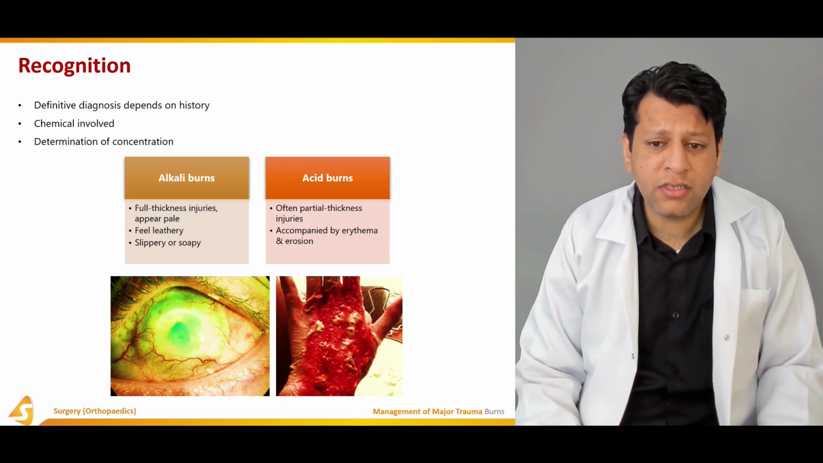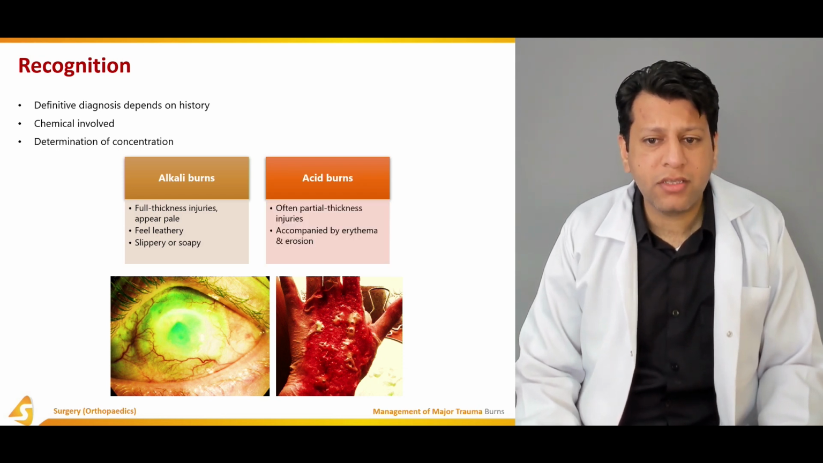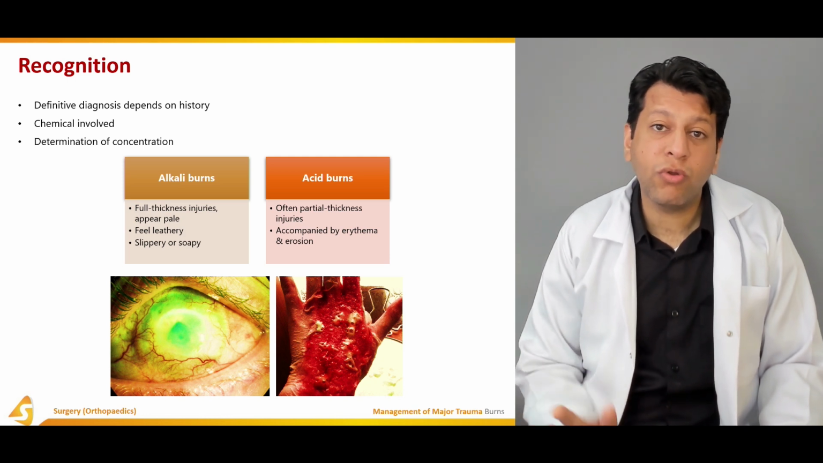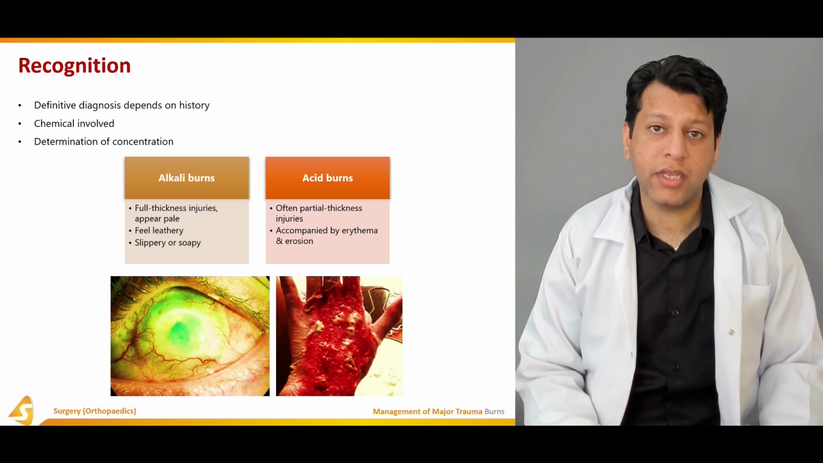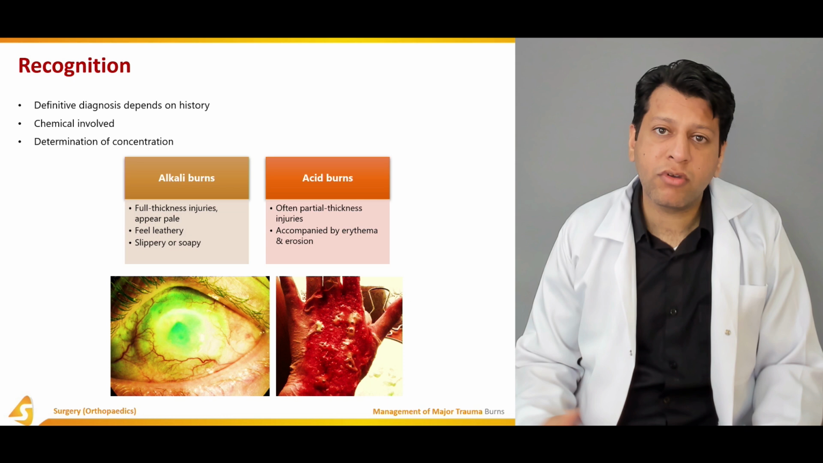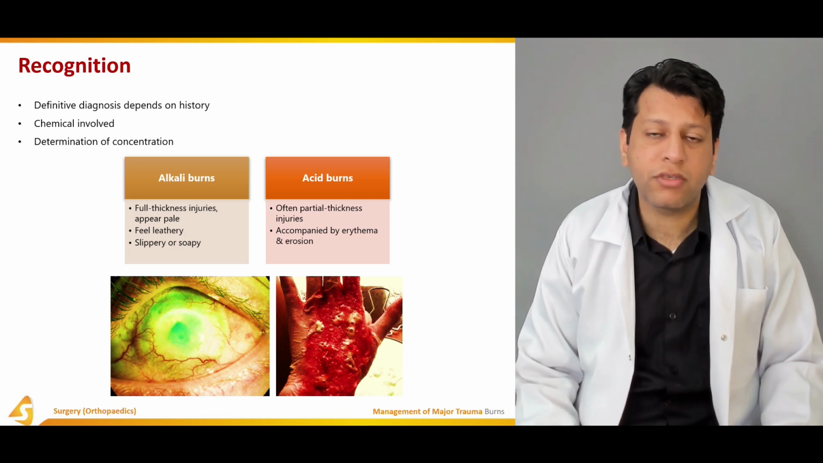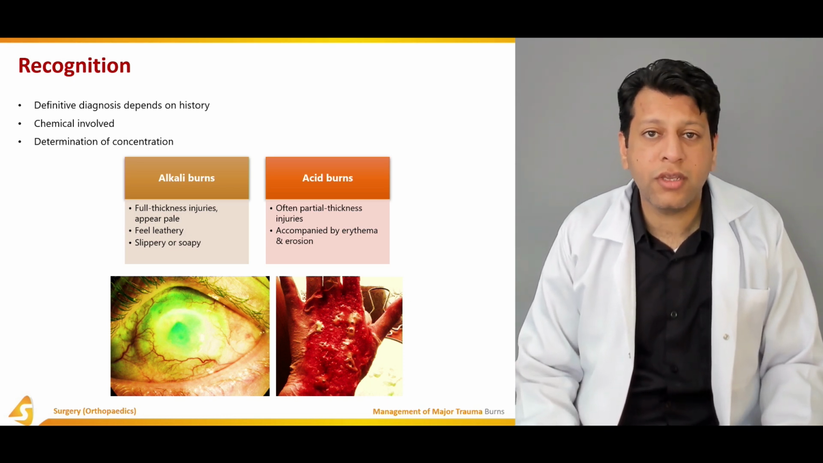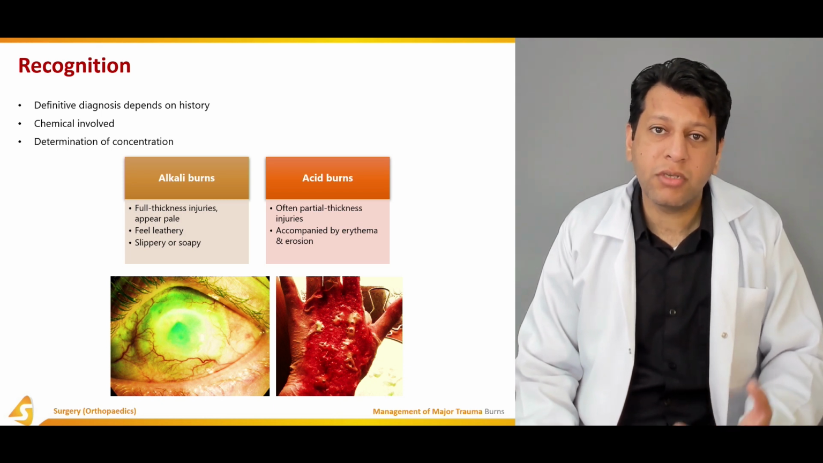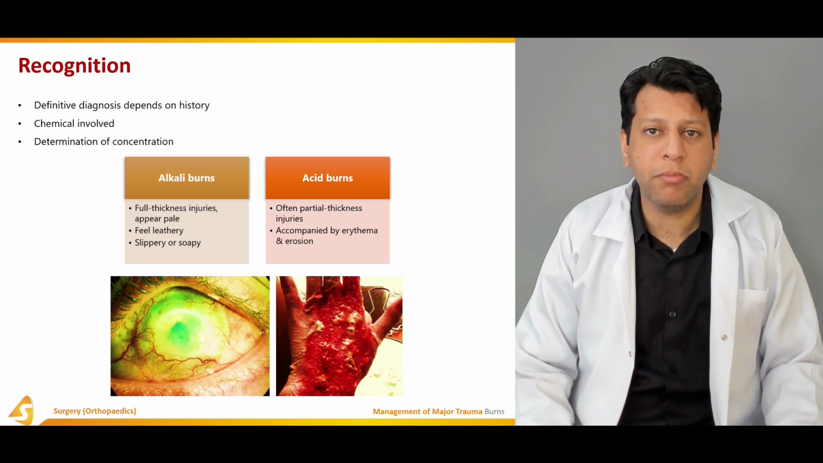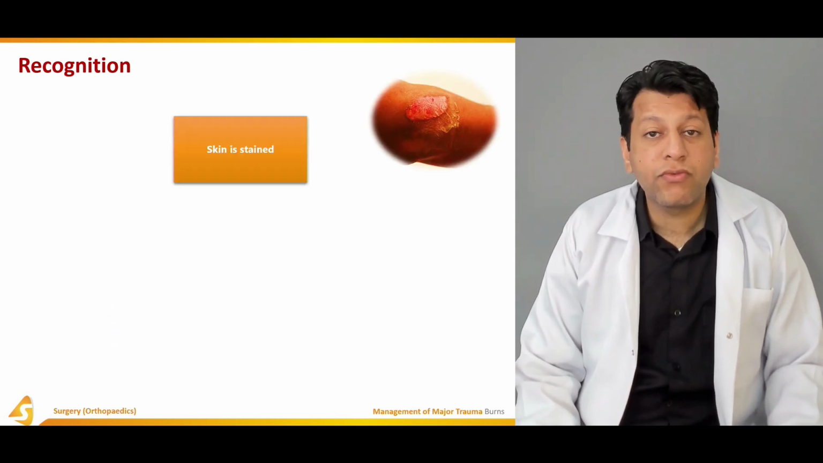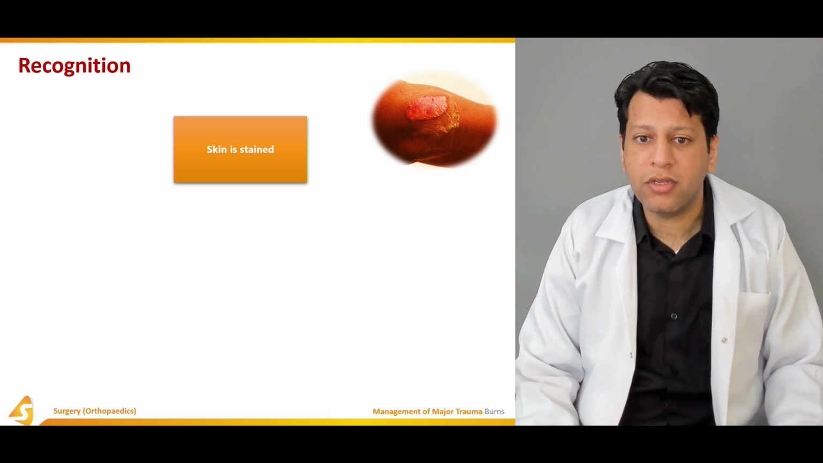Acid burns are usually partial thickness injuries, accompanied by erythema and erosion. Although they look bad to the naked eye on examination, the good part is the eschar formation on top, which actually helps protect the deeper tissue. In a way, the skin looks leathery and less damaged, but actually the alkali has penetrated very deep into the tissues. Now, how do we look at the different acid burns?